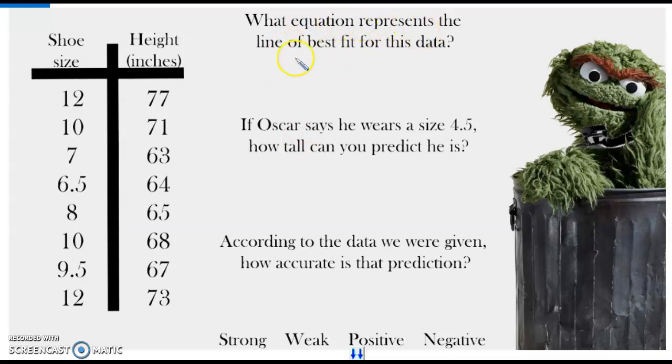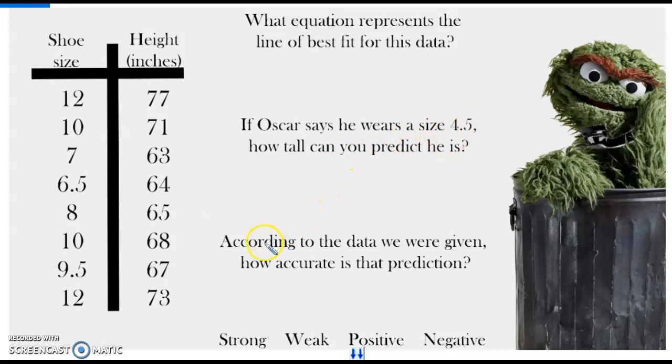What equation represents the line of best fit for this data? So if we're going to make predictions, let's have an equation that we can plug our data into. Okay? Then also we want to answer, if Oscar the Grouch right here says he wears a size 4.5, how tall can you predict he is? So can we accurately predict how tall Oscar the Grouch is, just based off of his shoe size?